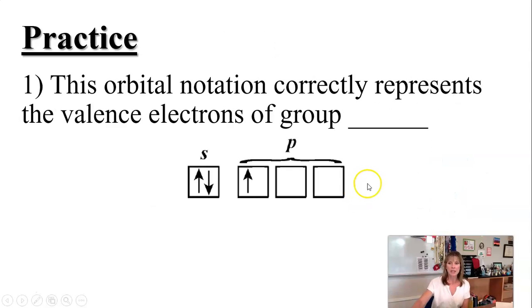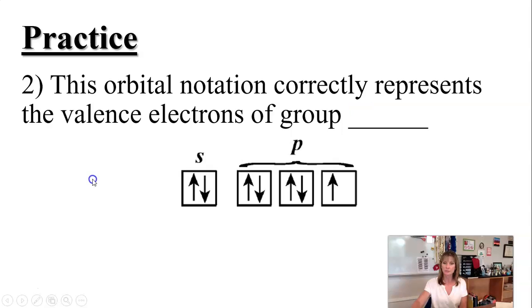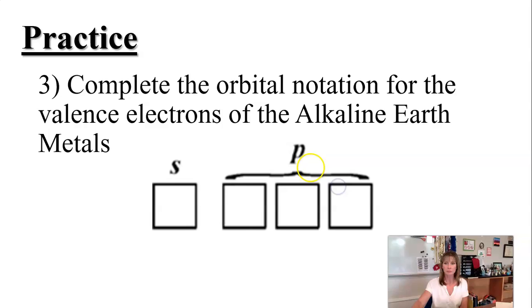So this orbital notation correctly represents the valence electrons of which group? We'll look at the number of electrons. There's 1, 2, 3 electrons. What group has 3 electrons? Group 13. Which one does this represent? 1, 2, 3, 4, 5, 6, 7. What group has 7 valence electrons? It's group 17, the halogens.